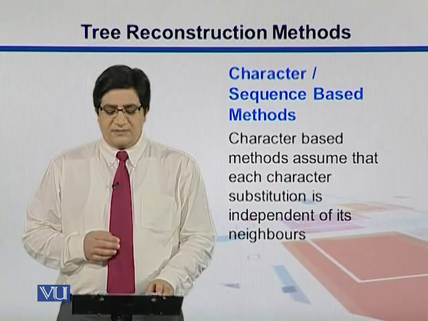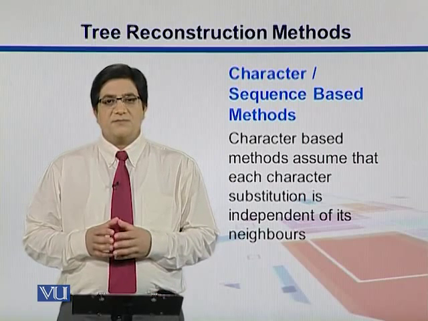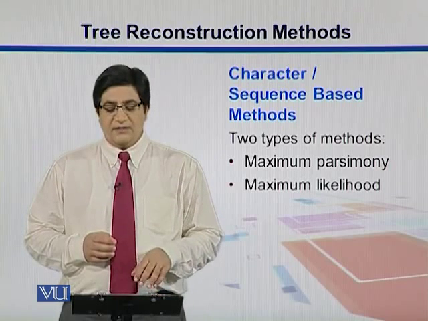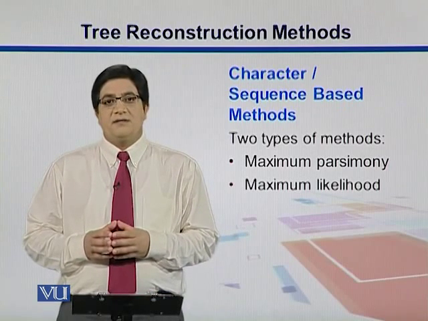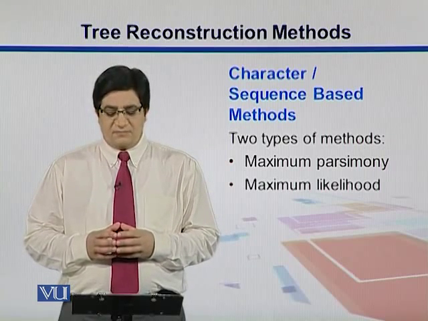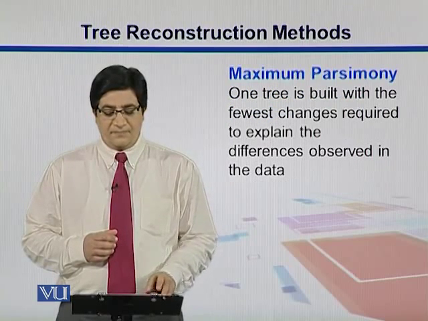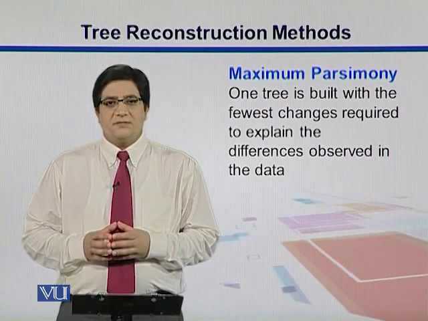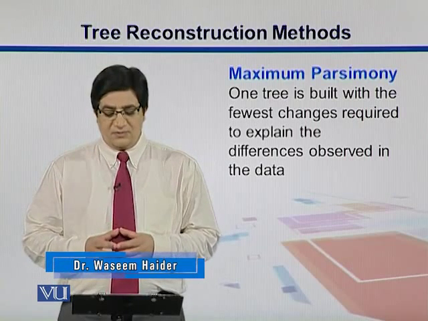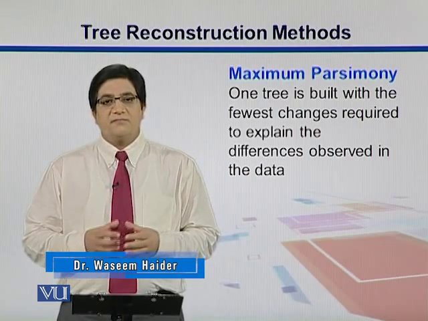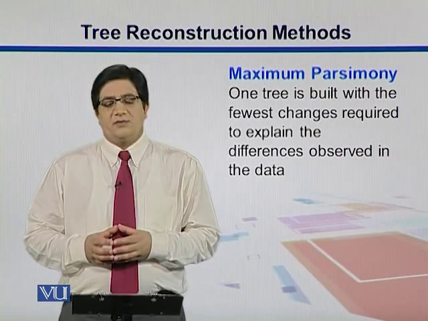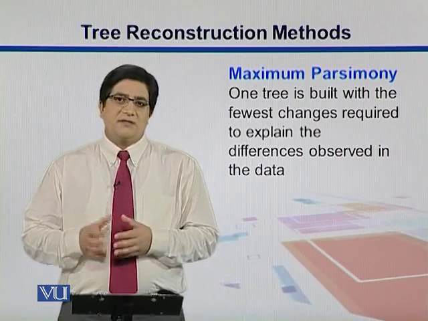So character-based methods assume that each character substitution is independent of its neighbors. And in these character or sequence-based methods, again, there are two major types of methods. One of them is maximum parsimony, and the other one is maximum likelihood. Maximum parsimony means a parsimonious tree, where you do some parsimony, bachat. So in this case, you build a tree with the fewest possible changes.